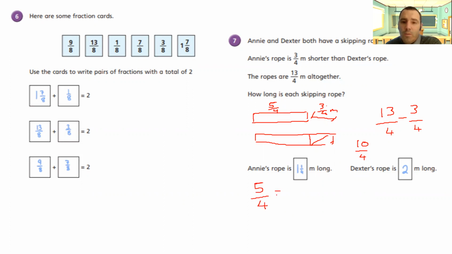So Annie's rope, she will have 5/4, which is equivalent to 1 1/4 metres. Dexter's rope, we have got 5/4 plus 3/4, which will give us 8/4. 8 is double 4, so 8/4 is equal to 2 metres. And I forgot my metres there. I know some of you will have noticed that.